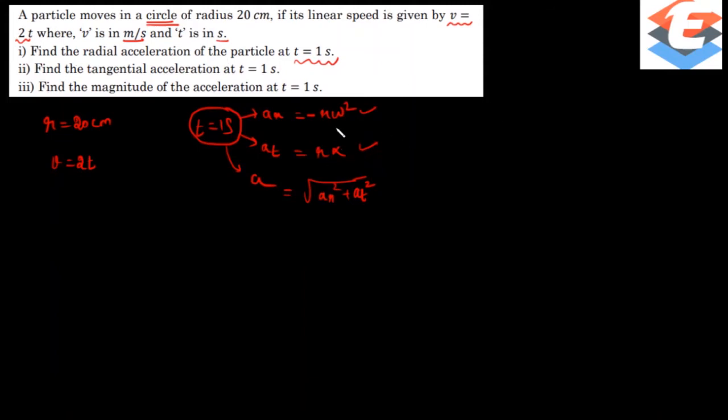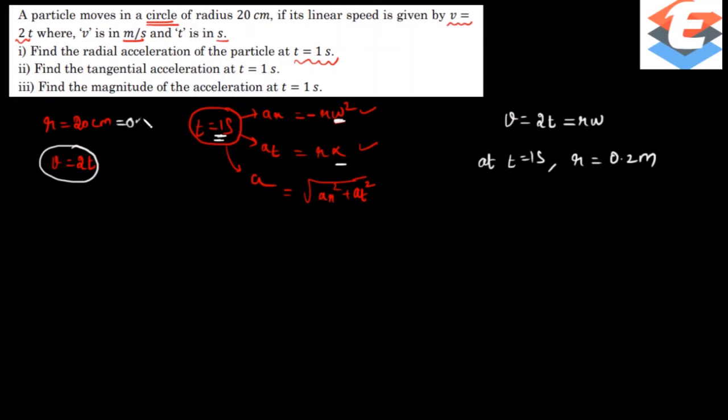So for finding that, we need omega when time was 1 second. That is something which is important. Omega when time is 1 second, and similarly alpha when time is 1 second. So how to find that? For that only they gave v equal to 2t, right? They gave a clue. So v is equal to 2t, which is nothing but r into omega. Am I right? So at t equal to 1 second, and we already know the radius is 20 centimeters, which is nothing but 0.2 meters.